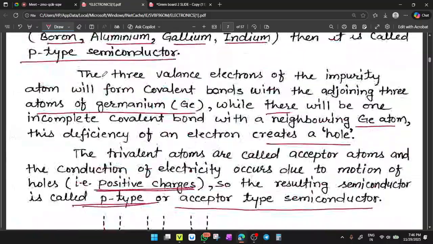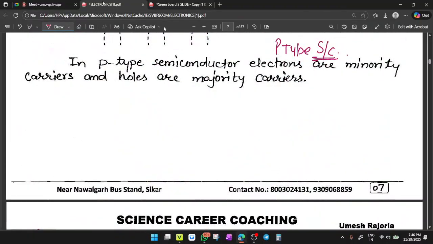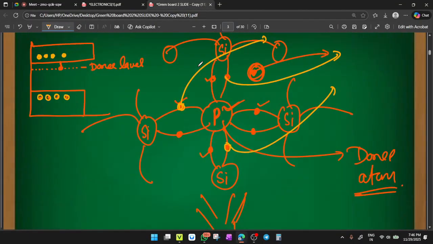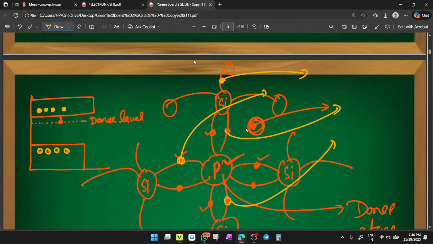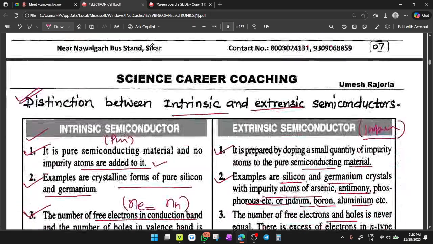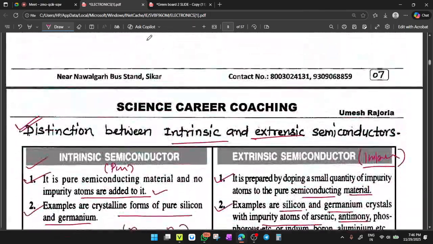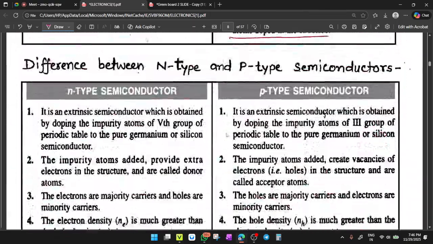Clear? I showed you in that diagram of the n-type semiconductor. When you have given the temperature, three bonds are breaking there. So three electrons work as conduction band electrons, and three holes will be created in the valence band. Clear? And one electron is this free electron. Clear or not? Yes. So this completes the difference between intrinsic and extrinsic semiconductor.